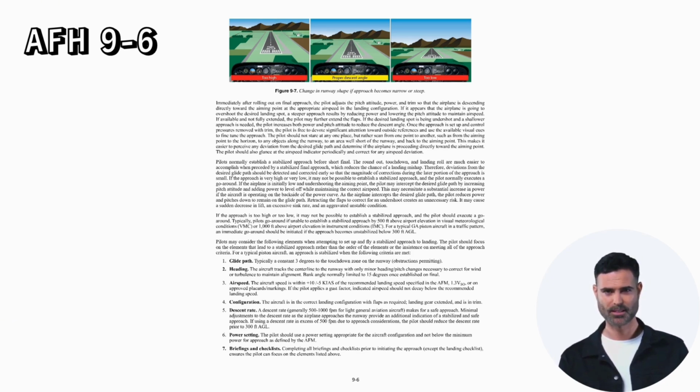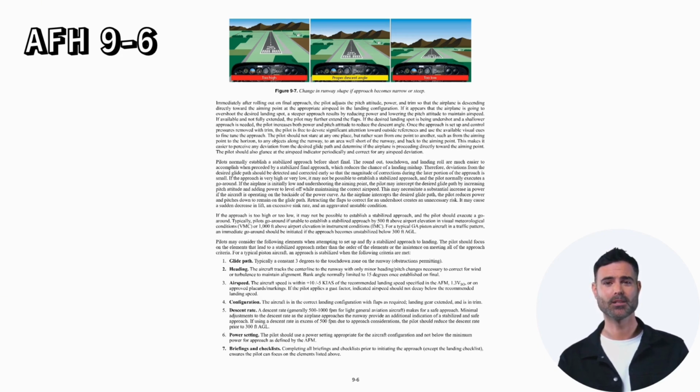If the airplane is initially low and undershooting the aiming point, the pilot may intercept the desired glide path by increasing pitch attitude and adding power to level off while maintaining the correct airspeed. This may necessitate a substantial increase in power if the aircraft is operating on the backside of the power curve.